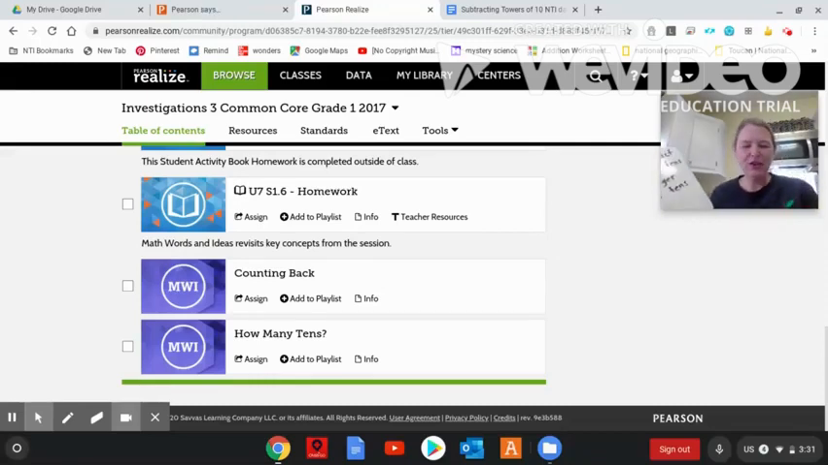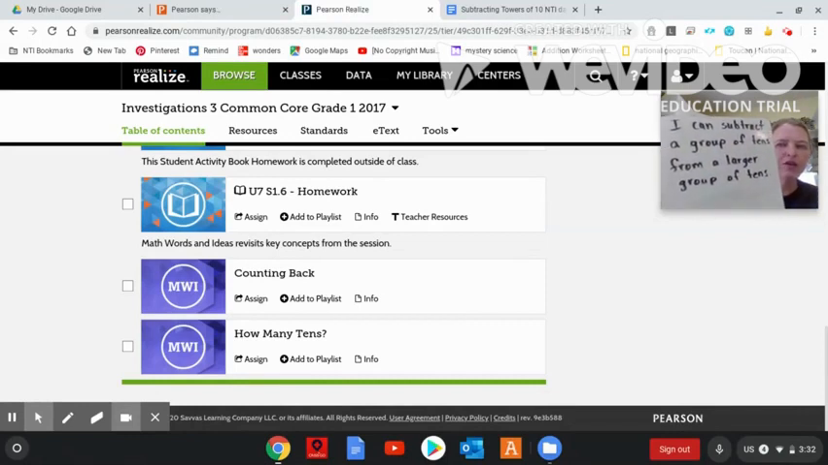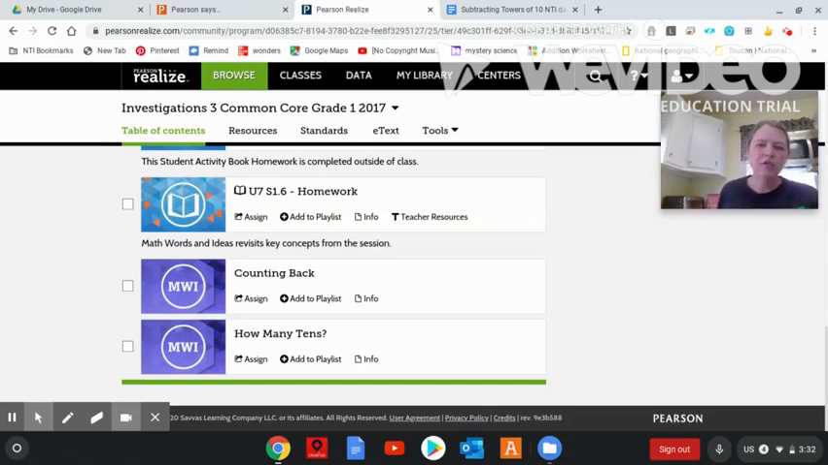Hello, Sandersville. Today's math lesson, we are going to be subtracting a group of tens from a larger group of tens. To do that, we're going to start out revisiting adding groups of tens with a little video. We're going to play a game together, and then we will get on to the worksheet. So sit back, relax, and enjoy.